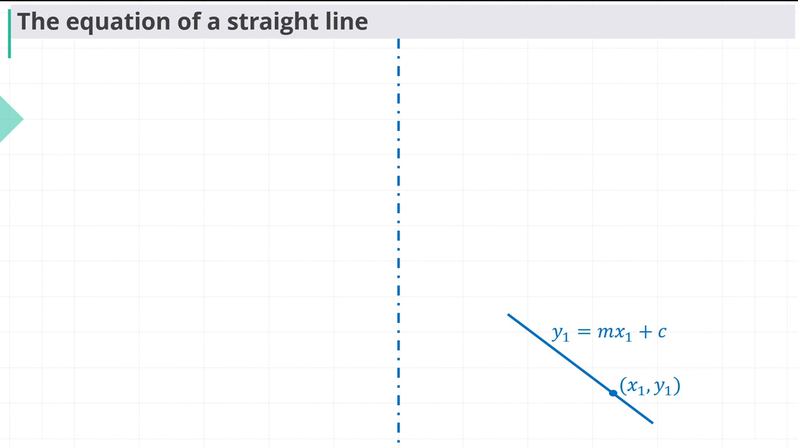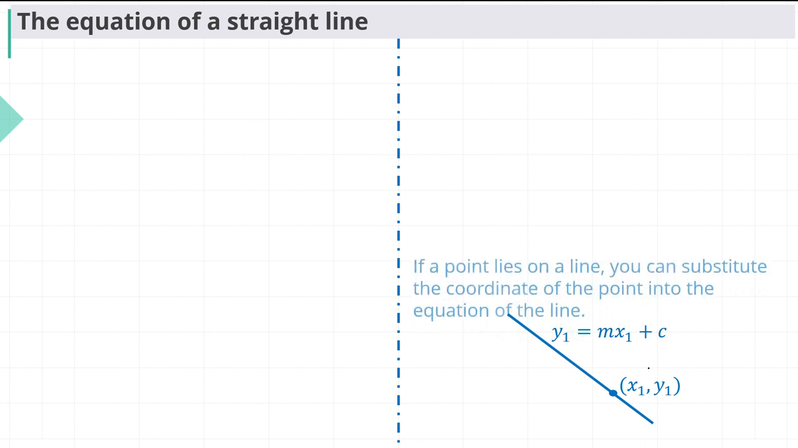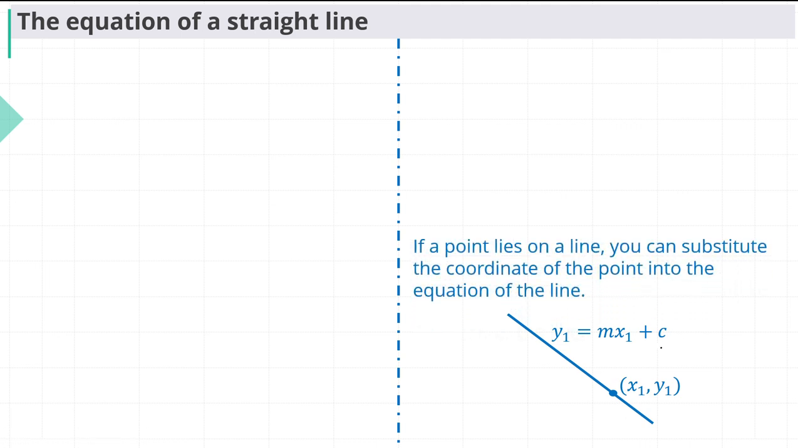Now I have here a straight line and there is a coordinate (x1, y1) on the straight line. What we have just seen in the previous example is that when a point lies on a straight line, you can substitute the coordinates of that point into the equation of the straight line. The x1 is the x1 here in the equation of the straight line. The y1 is the y1 here in the equation of the straight line. Once the point lies on the straight line, you can substitute the coordinates of that point into the equation of the straight line.